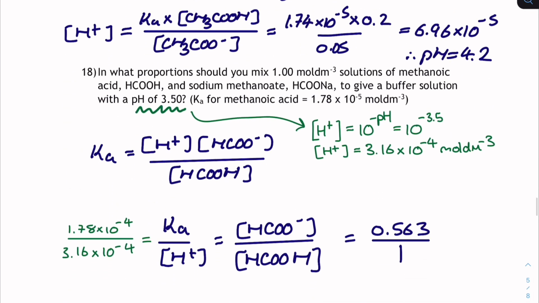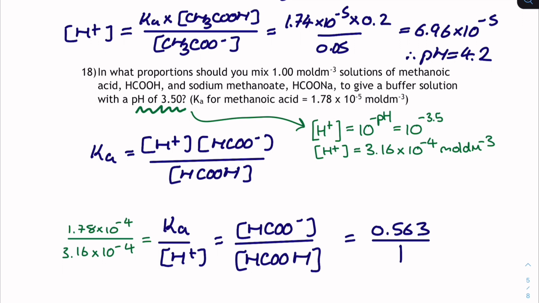Question 18. In what proportions, now this is a ratio question, very common for buffers, should you mix 1 mole per decimeter cube solutions of methanoic acid and sodium methanoate to give a buffer solution with a pH of 3.50? All right, first things first, we've got a pH. We know what to do with it. 10 to the power of the minus pH gives me the H plus ion concentration.